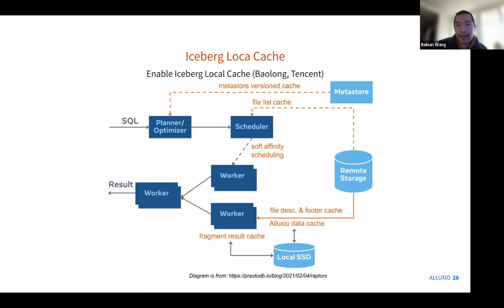This feature is called Iceberg local cache. This one is from Baolong, who works for Tencent. Actually, the local cache has been in PrestoDB for a while. It highly speeds up Hive queries. We call it the Raptor X project at Facebook. They are seeing 10 times faster Hive queries.